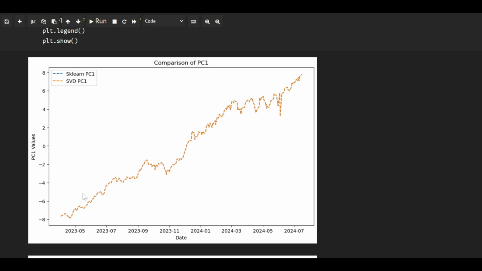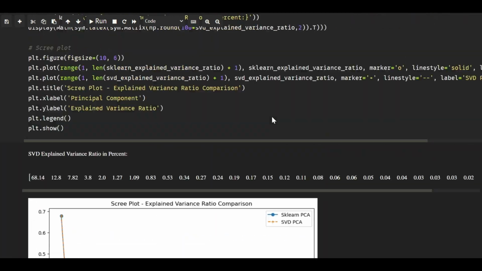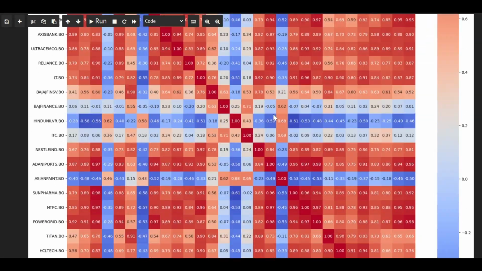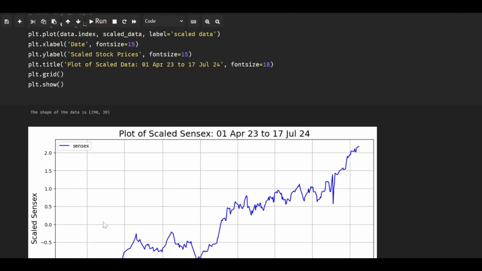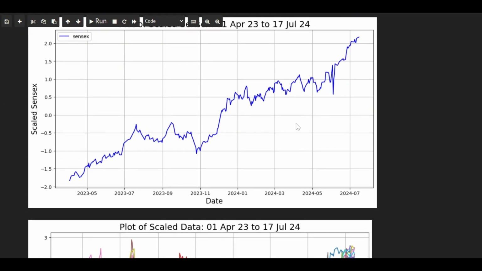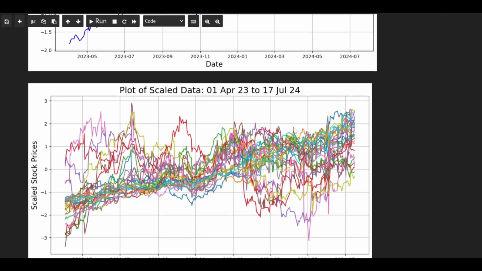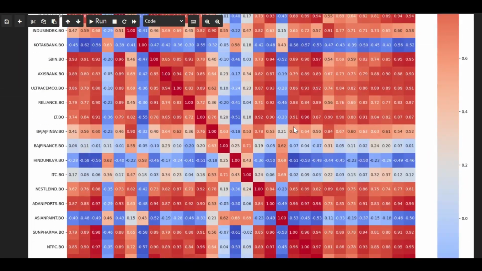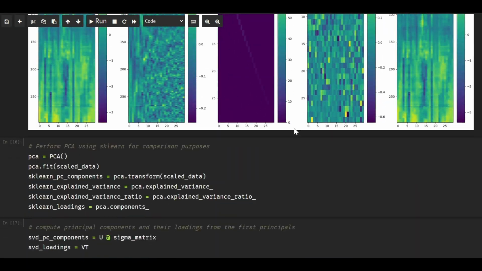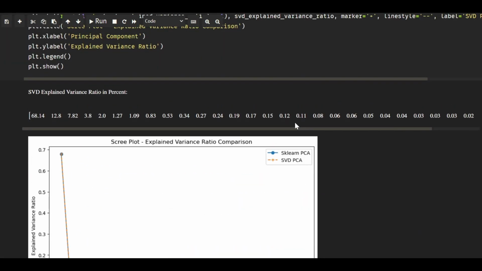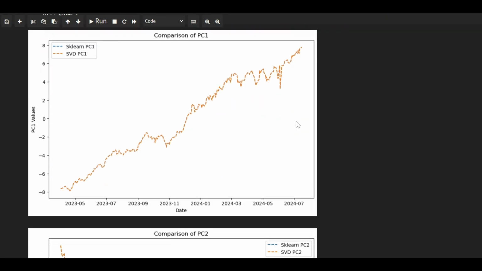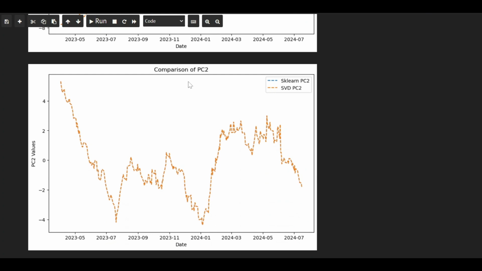And more so, if you see, broadly speaking, the shape of principal component 1 is actually tracking the shape of Sensex here. They're quite close, which means this principal component has been able to identify this pattern inside the data. So that's a very good thing to happen. And then there's principal component 2, which is also overlapping with the built-in library of Python. And this has a very different pattern.